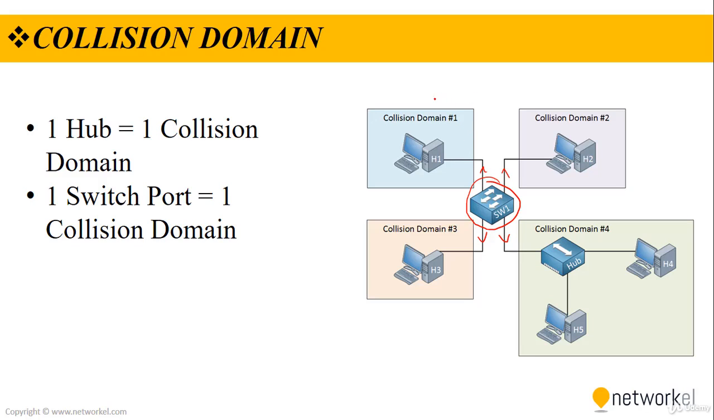As you can see in here, this is collision domain 1, this is collision domain 3, this is collision domain 2, and this is collision domain 4. But as you can see in here, separate ports of the hub are not separate collision domains. All ports of the hub are in the same collision domain, which is collision domain 4 in here.